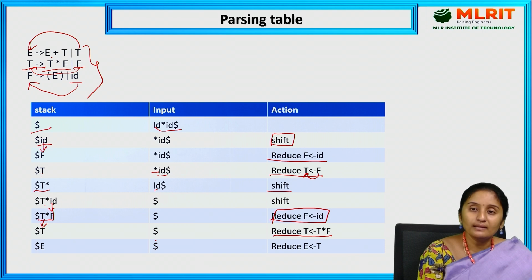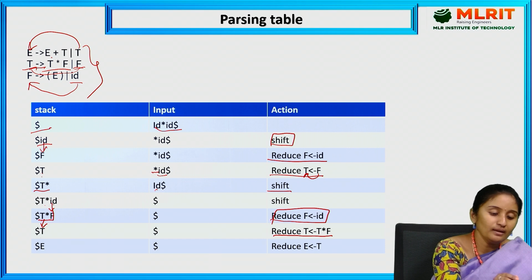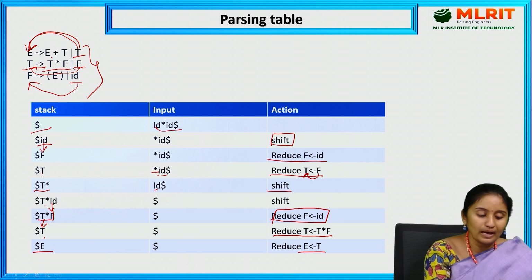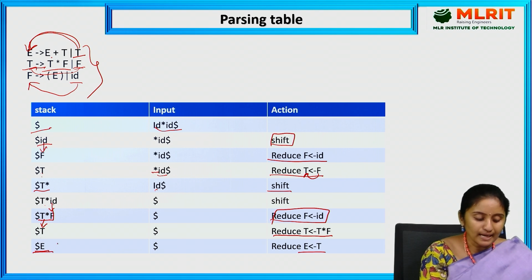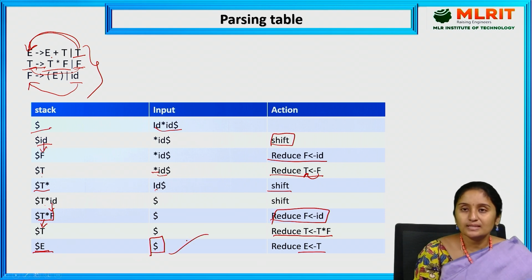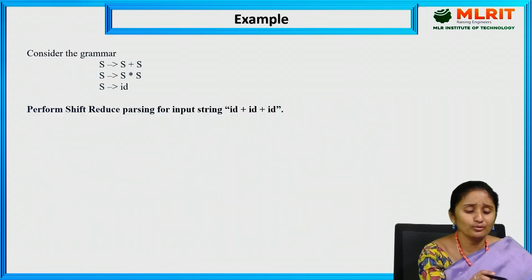We say the string is accepted when I reach the start symbol. So T can be reduced to E. Reduce E tends to T. So I have dollar and the start symbol in the stack, and I have completed reading my input string. I am having dollar, so we can say that the string is accepted. So this is the shift reduce parsing table.